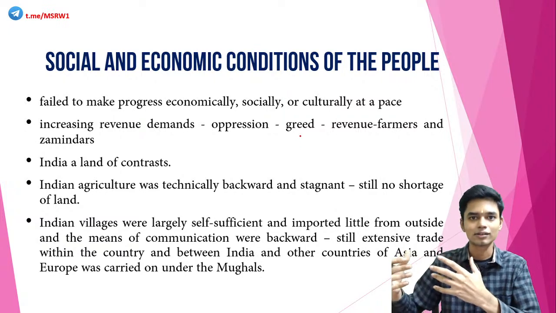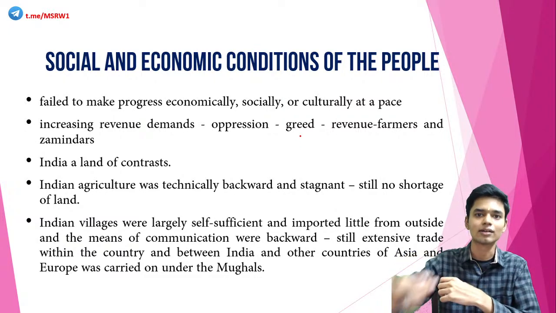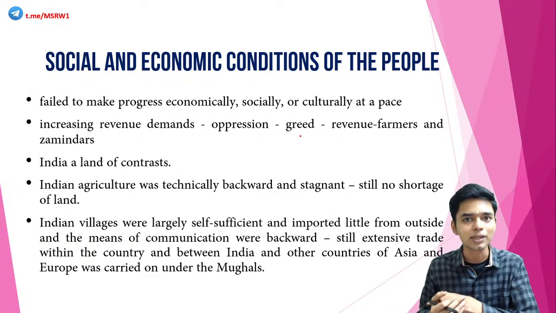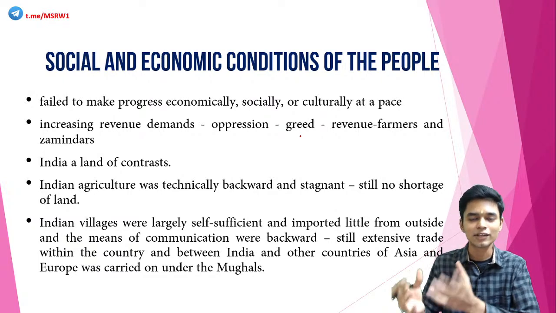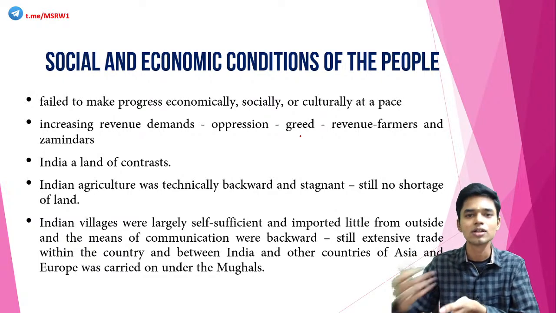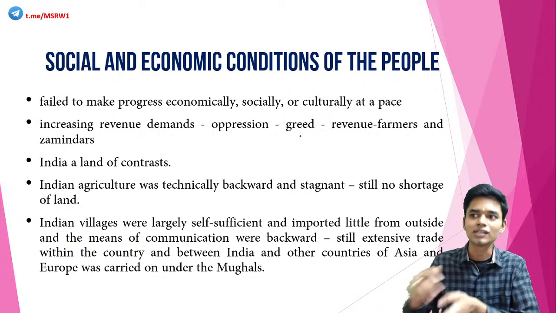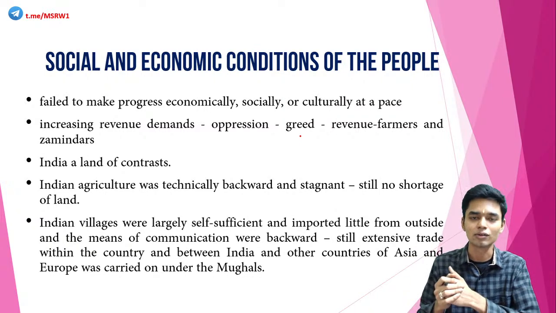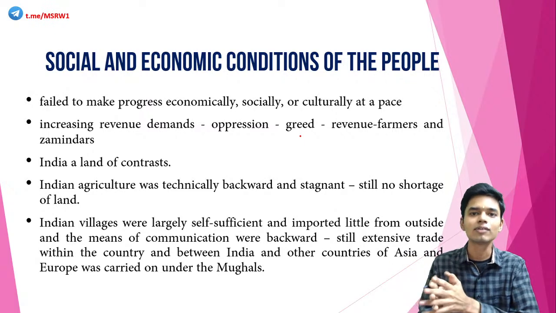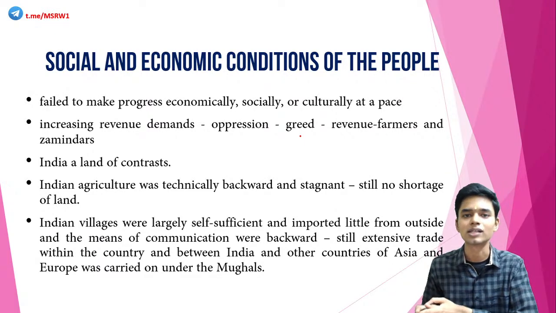Some of the kings, some of the rulers actually started the system of revenue farming in their states, and this revenue farming was causing huge oppression on peasants. So we see lots of peasant revolts happening around this time. So all in all, it was a very poor social and economic setup prevailing in India.